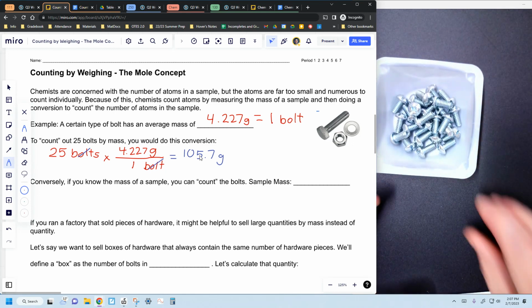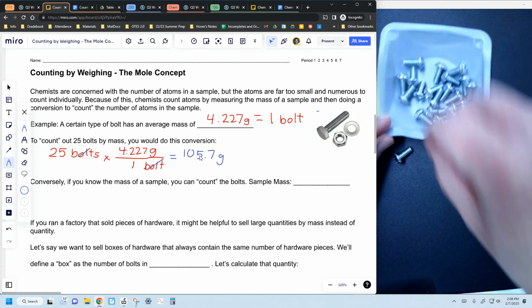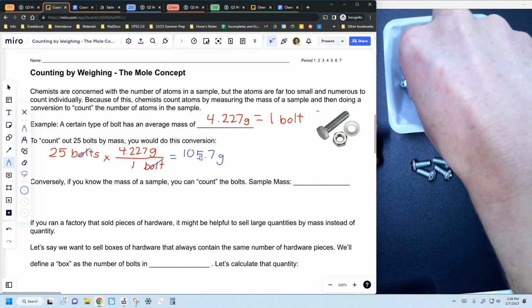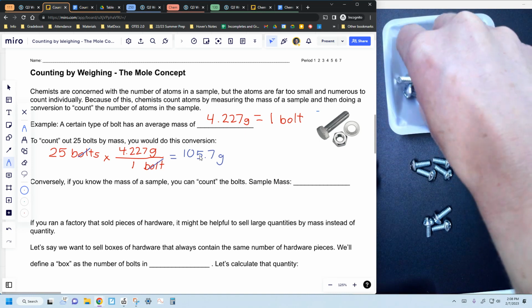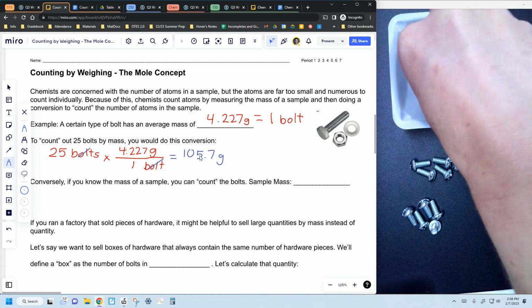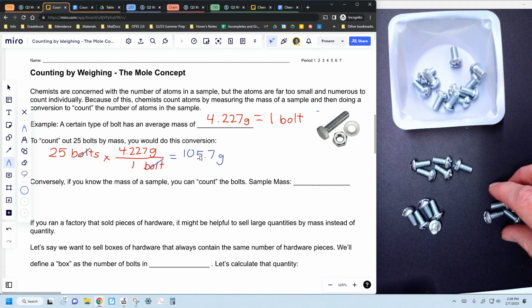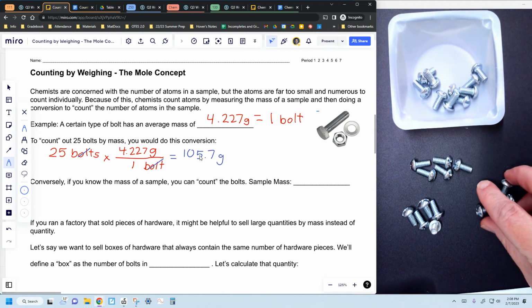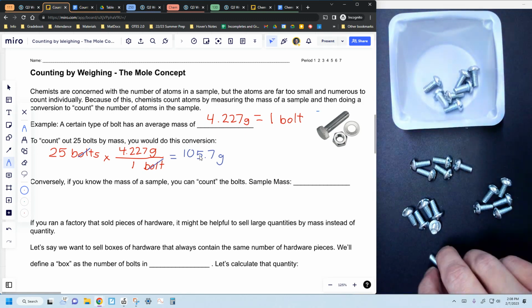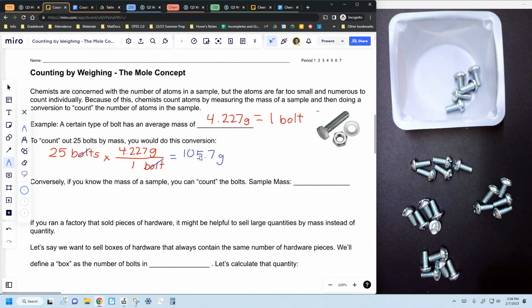It actually works. So I'm going to pull these out in groups of 5. So there's 5. There's 5 more. They roll away on me. There's 5 more. Kind of takes time, right? I wouldn't want to do this every time. 5 more.